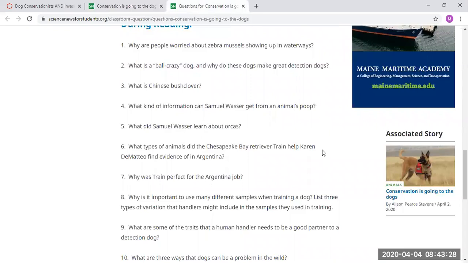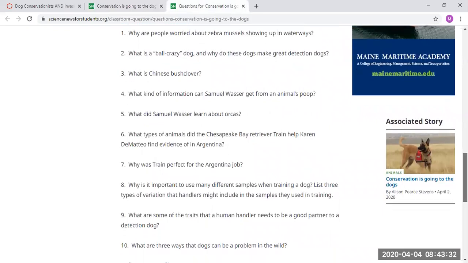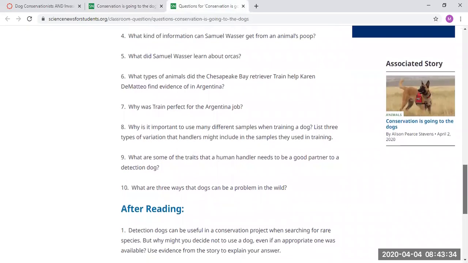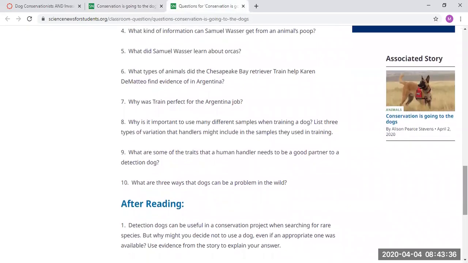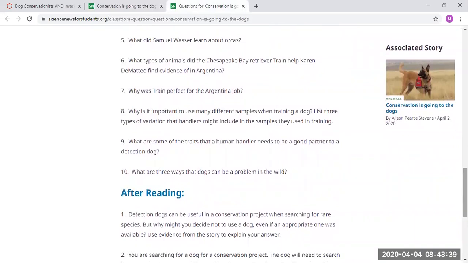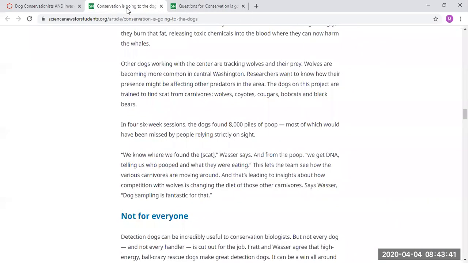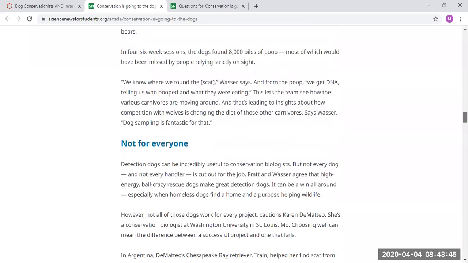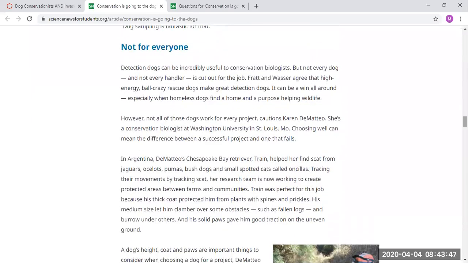Okay, looking at the questions, we have not yet gotten to the next topic, but it's going to be about finding evidence in Argentina. Not for everyone. Give me a second.